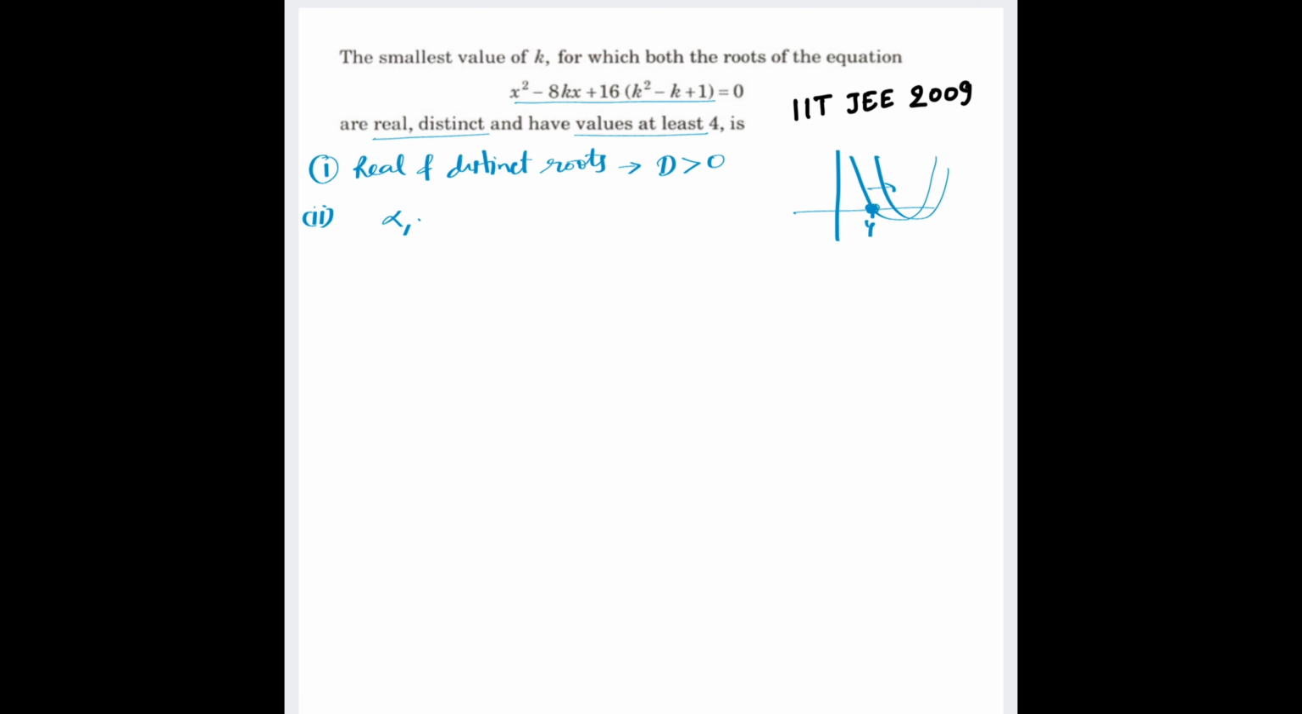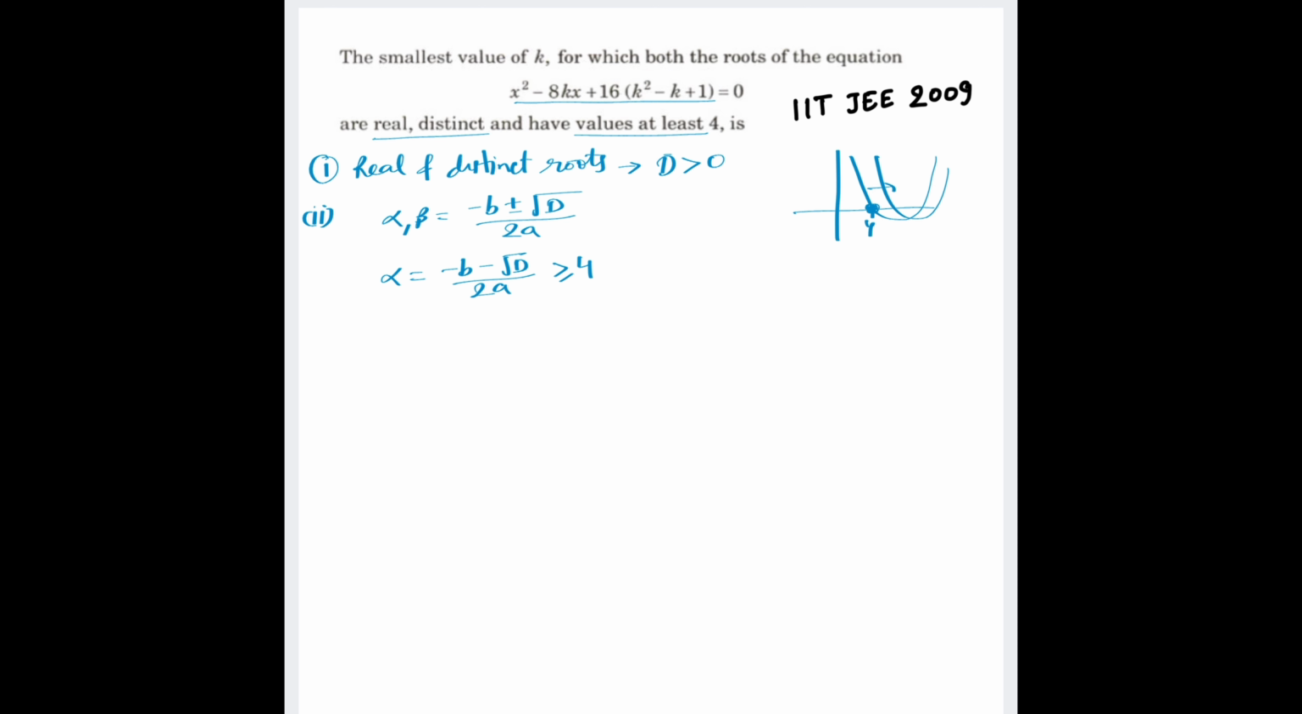And as we know, the roots from the standard formula are like this. Which will be the smaller one, plus or minus? Definitely the minus one. So the smaller root should be (minus b minus under root D) divided by 2a, and this root should be greater than or equal to 4. And this will ensure that the second root is definitely greater than 4. So we have these two conditions, and using these two conditions, we have to find k.